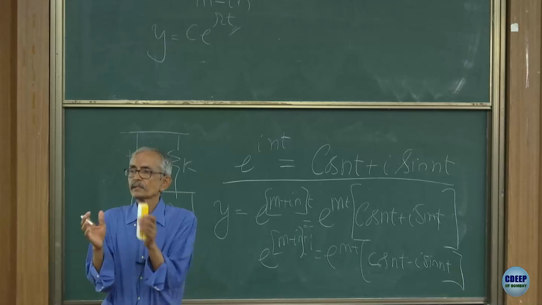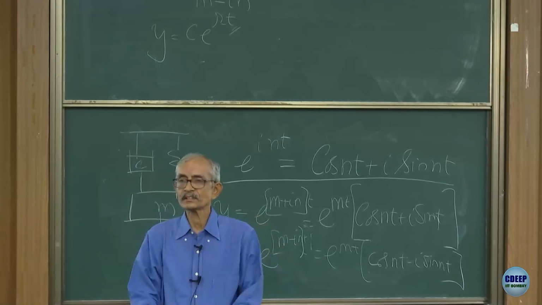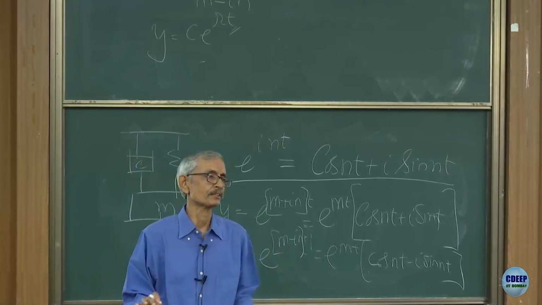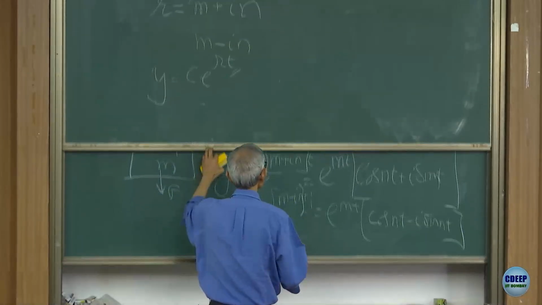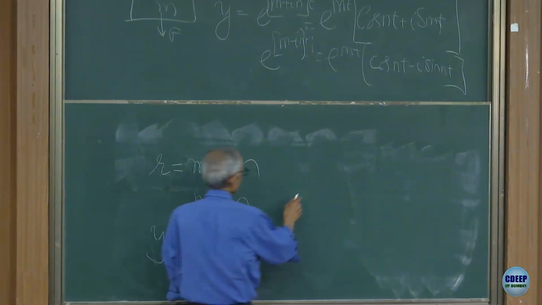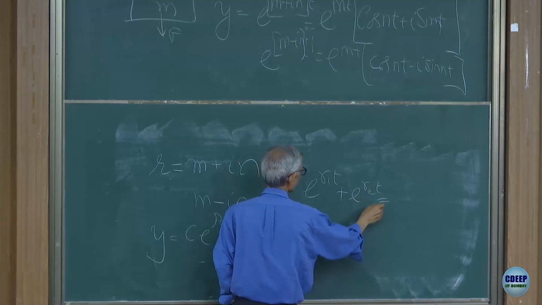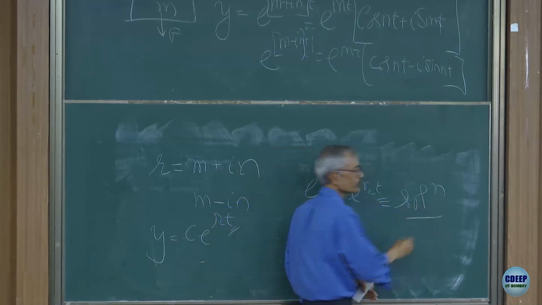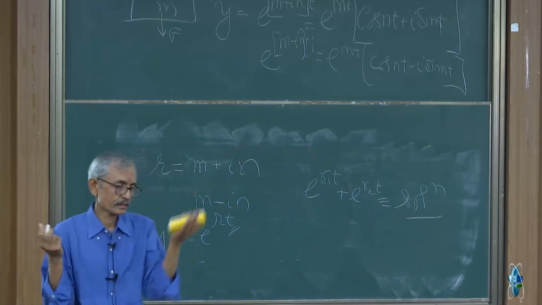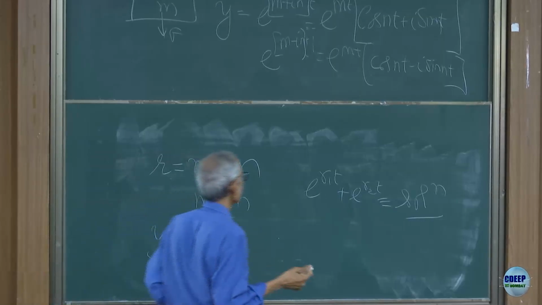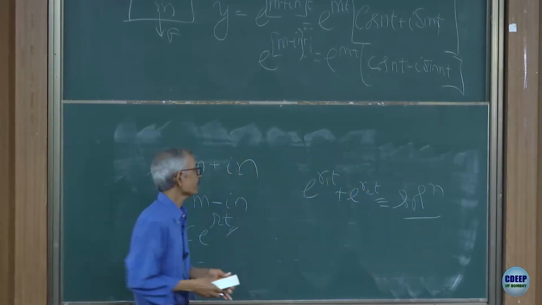Even though I have these two as the roots of the equation, I'm going to consider the solution as being the sum of these roots. Nothing wrong with that, right? We have said that e to the power of r1t plus e to the power of r2t is also a solution to the governing equation. In our first class we said that a linear combination of the solutions is also a solution. So I'm going to do this.